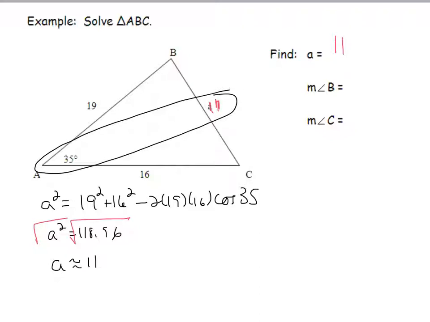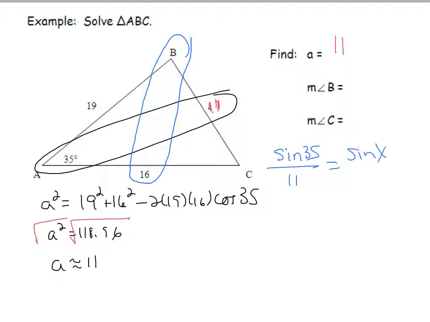All right, so now they're looking for angle B. Well, I want you to take a look. Now that I know what A is, we've got an angle and its opposite side, an angle and its opposite side. So to find B, you don't have to use the law of cosines anymore. We have enough information to use the law of sines. So I'm going to take 35 and 11. So the sine of 35 over 11, and then we have the sine of x, because that's what we want, or we should call it B, sorry, over 16.